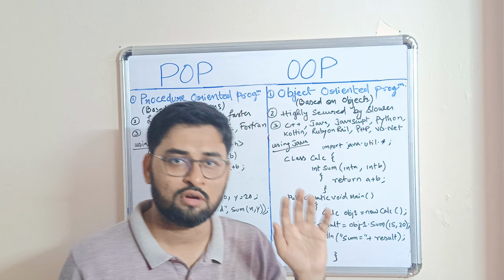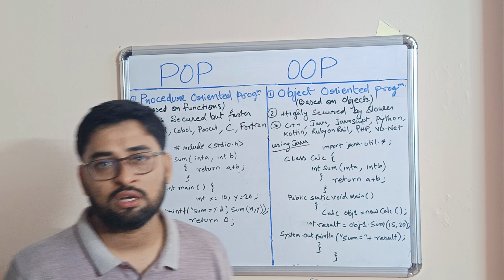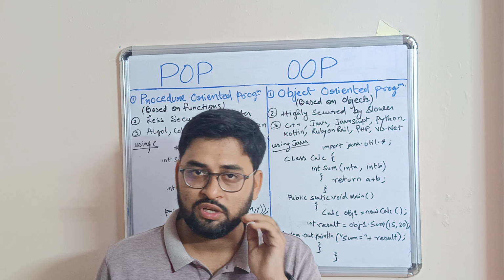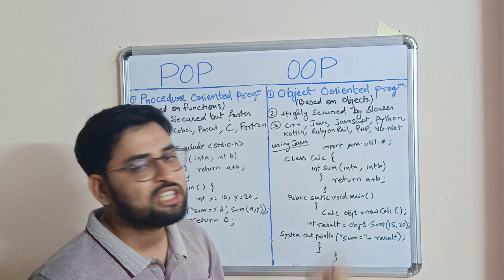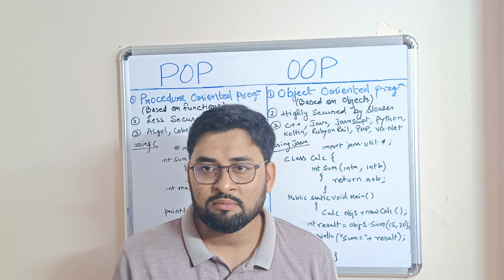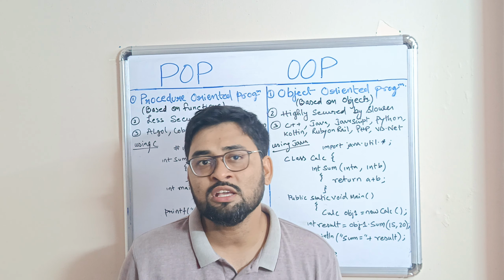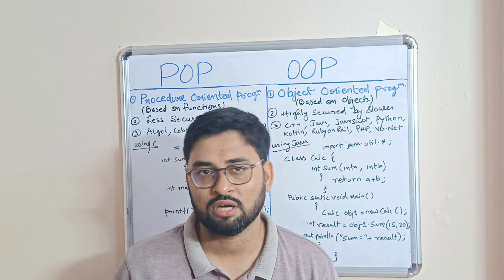It is a concept, as well as a paradigm or framework which we need to follow. So in programming languages, what are the different languages based on object oriented programming? We have C++, Java, JavaScript, Python, Kotlin, Ruby on Rails, PHP, VB.NET. So these are object oriented programming languages. Some are fully object oriented, some are partial. Not fully, but at least they follow the object oriented programming concept.